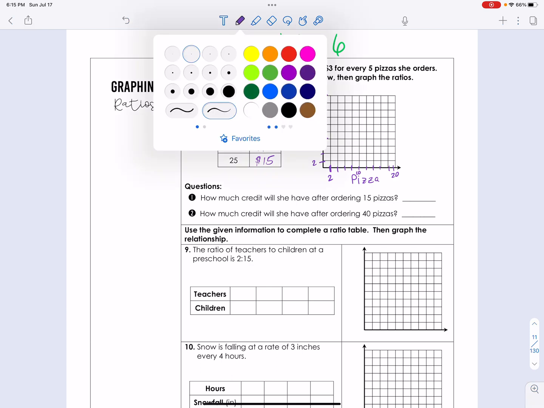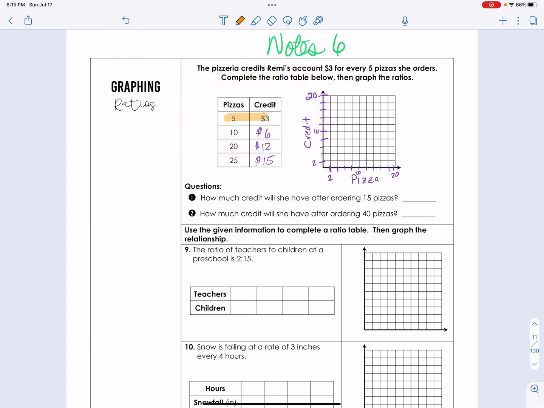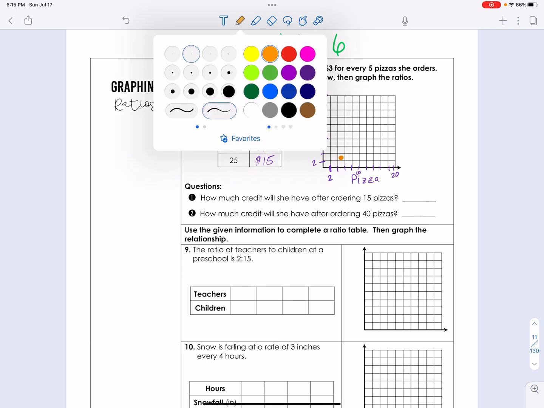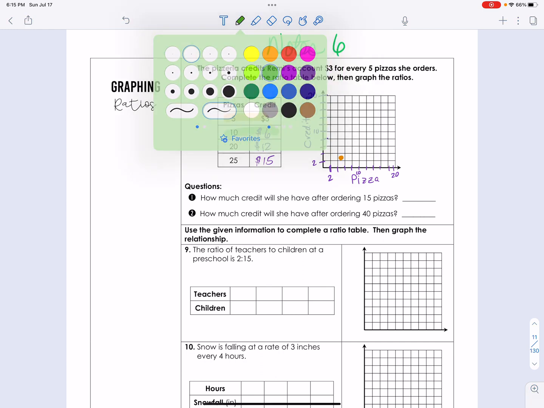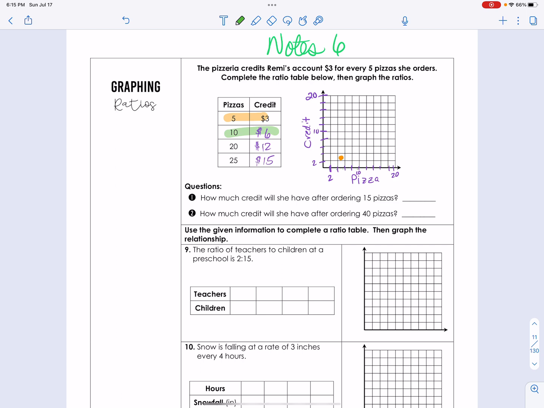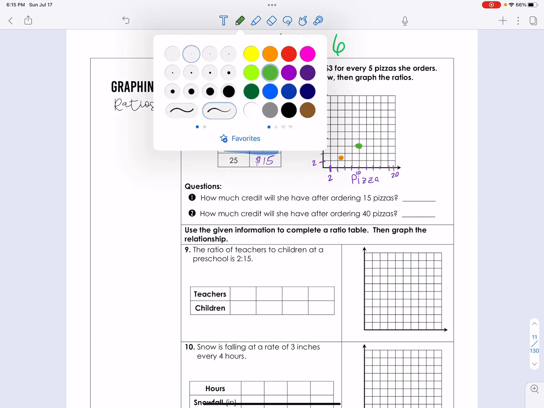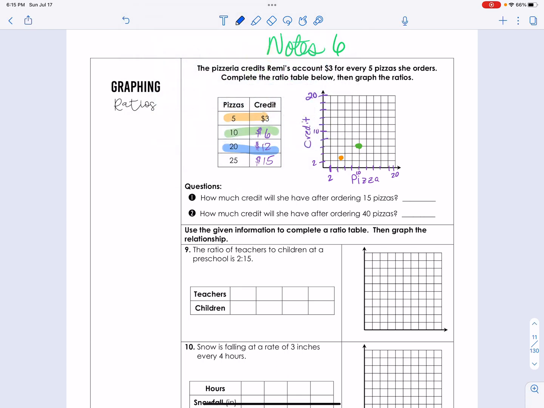5, 3 is going to fit. So I'm going to go over 2, 4, 5 and up to 3. So about right there. Okay. And then I'm going to do 10, 6. So I'm going to go over 2, 4, 6, 8, 10 and up 2, 4, 6. So I'm just putting them in there: what the pizza is, what the cost is. And then I think the only other one that will fit is this 20, 12. So I'm going over 20 and up 2, 4, 6, 8. So it's here. So it kind of is going something like this.